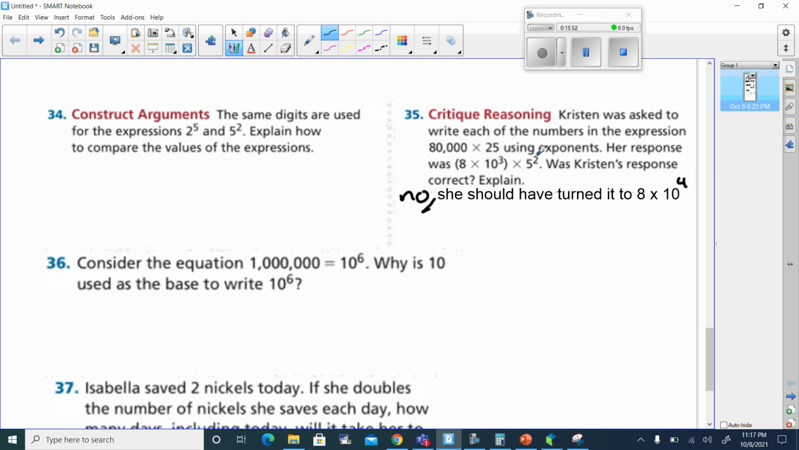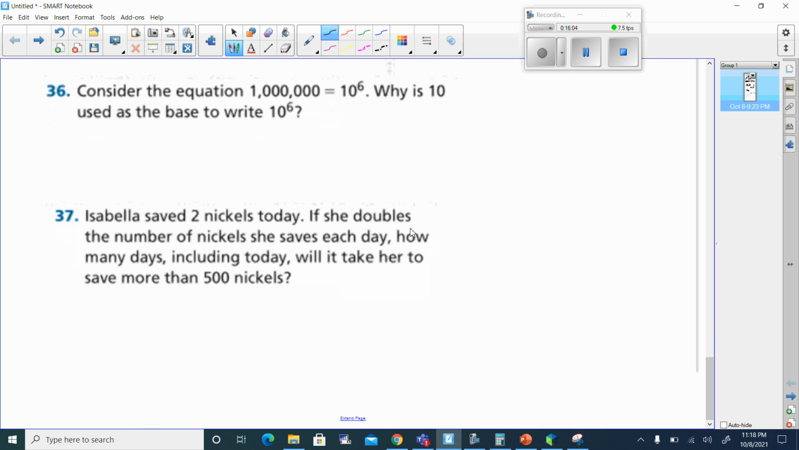And let's check the other one. 25, that is 5 times 5. So 5 to the 2nd power with 5 there. So no, she should have turned it to 8 times 10 to the 4th power instead of to the 3rd power. Let's go down to number 37.